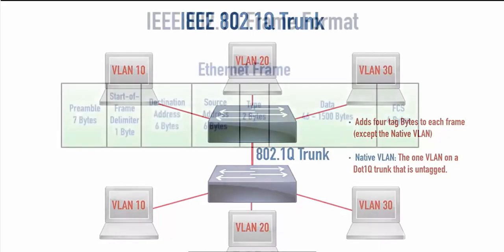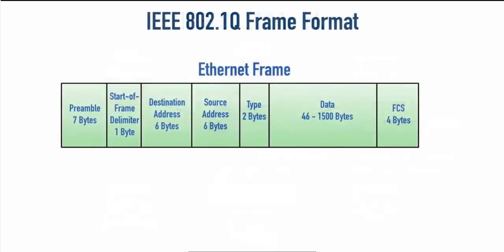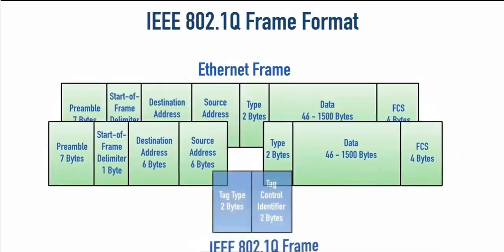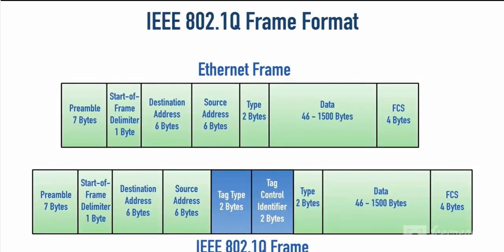Now let's take a closer look at the frame format of a .1q trunk. Here we see a traditional Ethernet frame. But with a .1q trunk, we insert these 4 bytes that we see here between the source address and the type field in an Ethernet frame. And we do that again for every VLAN except the native VLAN. And there are VLAN bits in amongst these 4 bytes that indicate VLAN membership. And when we're doing trunking between switches, 802.1q is what we typically use.